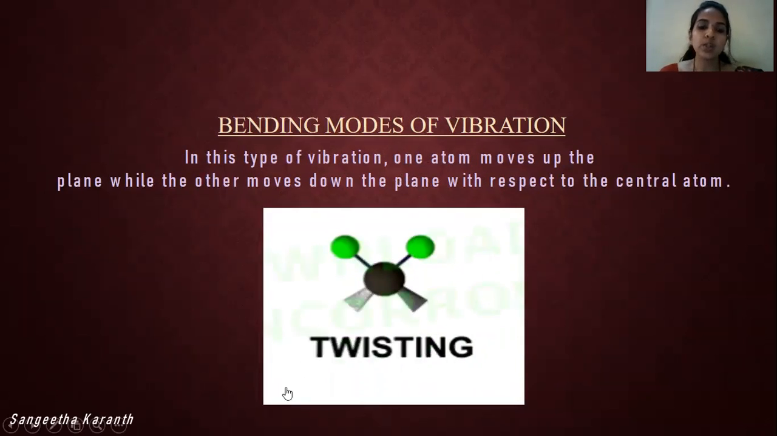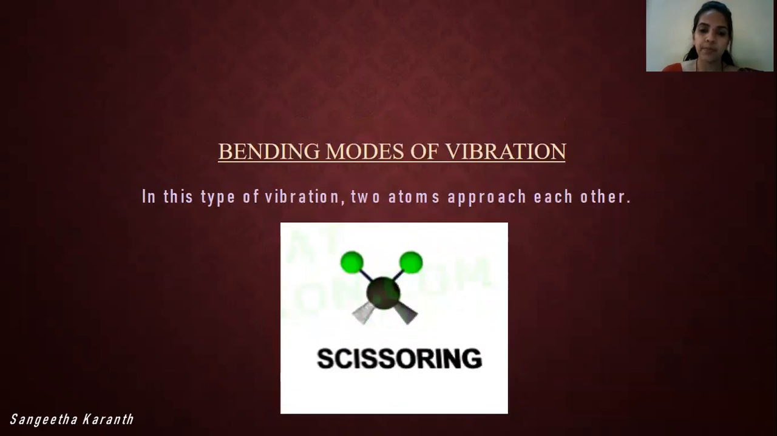Next, coming on to twisting vibration. Here you can just observe the two atoms are bending in opposite directions with respect to each other. When one atom moves forward, the other atom moves backwards. So here the movement takes place in opposite directions to each other and the atoms are moving out of the plane with respect to the central atom. So this type of vibration is called twisting vibration.